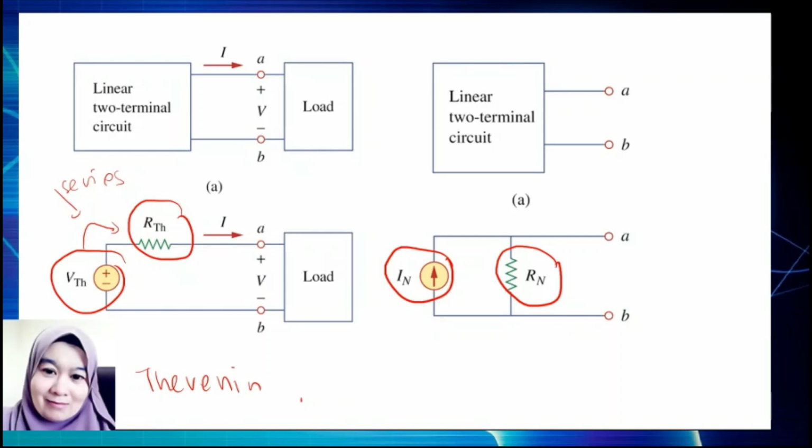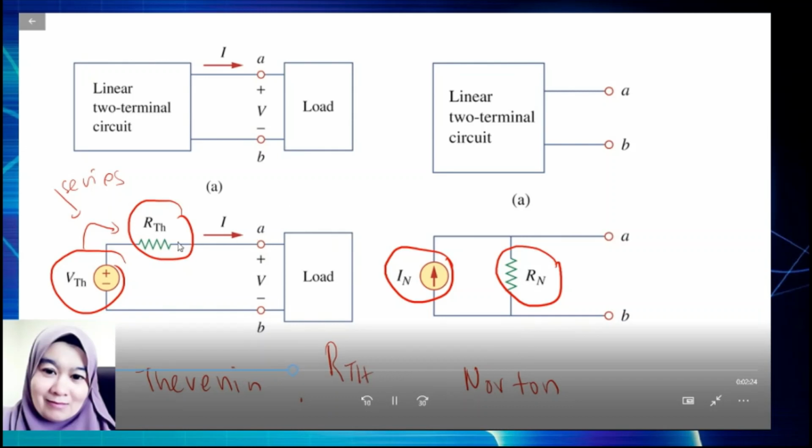So that's why I'm telling you that Thevenin's and Norton's are quite similar. It's just that we convert the V Thevenin and R Thevenin into the I Norton and R Norton. So actually R Thevenin and R Norton are the same. Okay, so it's the same resistance.